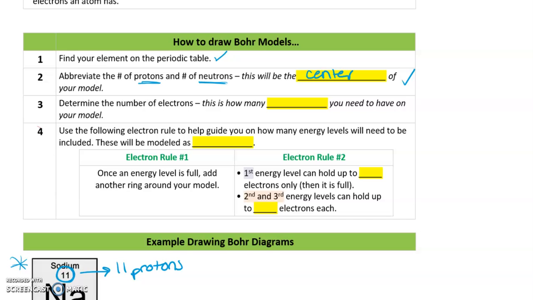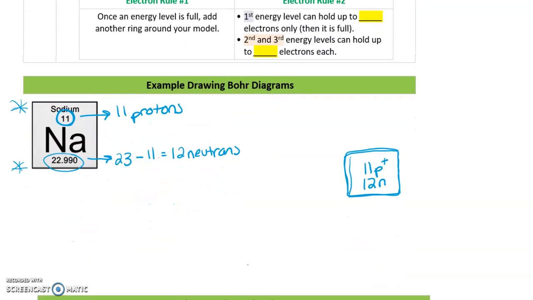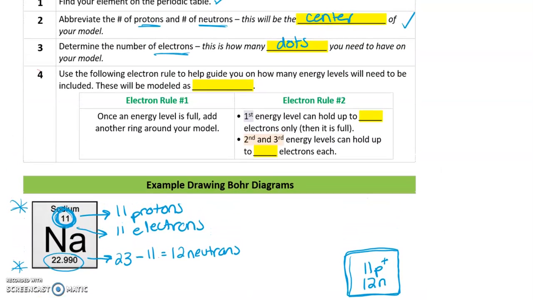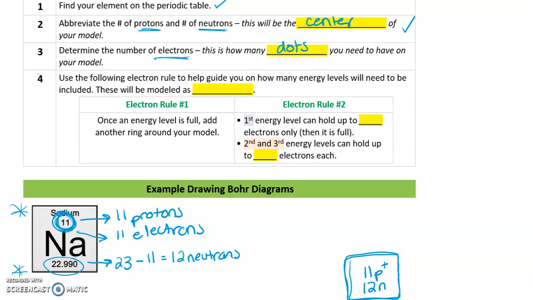Looking at number 3, we're going to determine the number of electrons. This is how many dots we're going to have to draw on our model. Because we're going to assume this is a neutral atom, our number of protons should match our number of electrons. Because our atomic number is 11, this also means that we will have 11 electrons to draw as well. For drawing electrons, we need to look at how many energy levels we need and some rules for that. So we know we need 11 dots. We've done step 3. Now we're going to look at step 4.